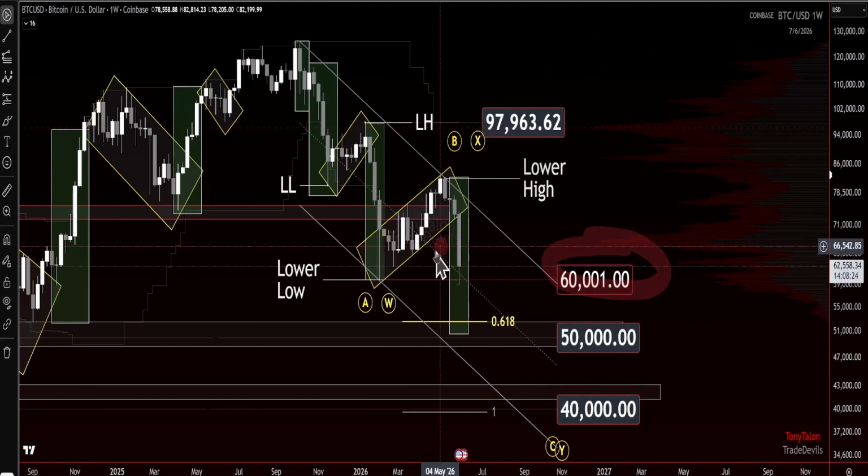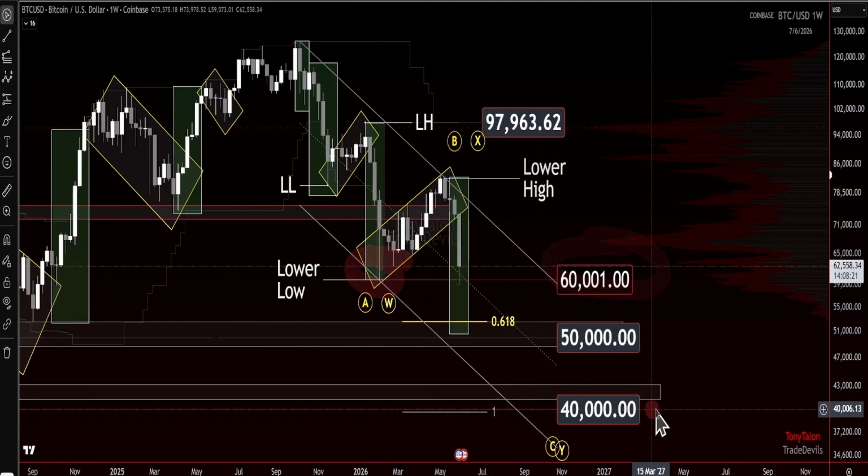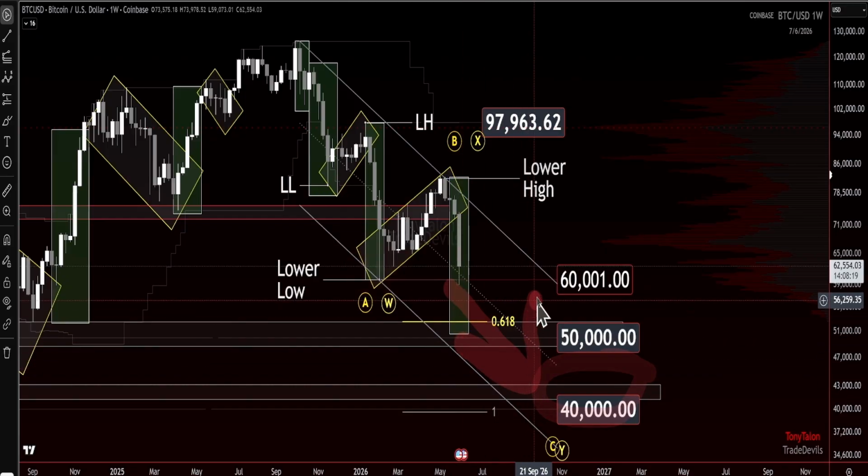Bitcoin breaks 60K, breaking the lower low. Is there a path to 40K? Let's dive in and talk about it.